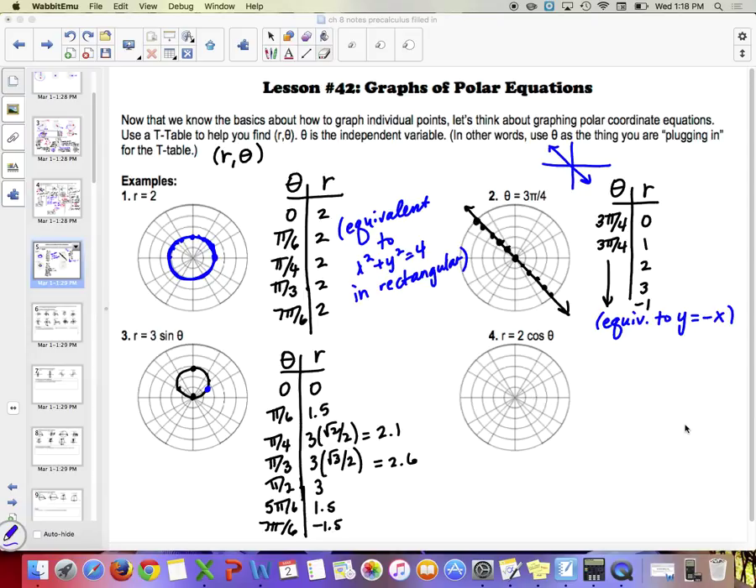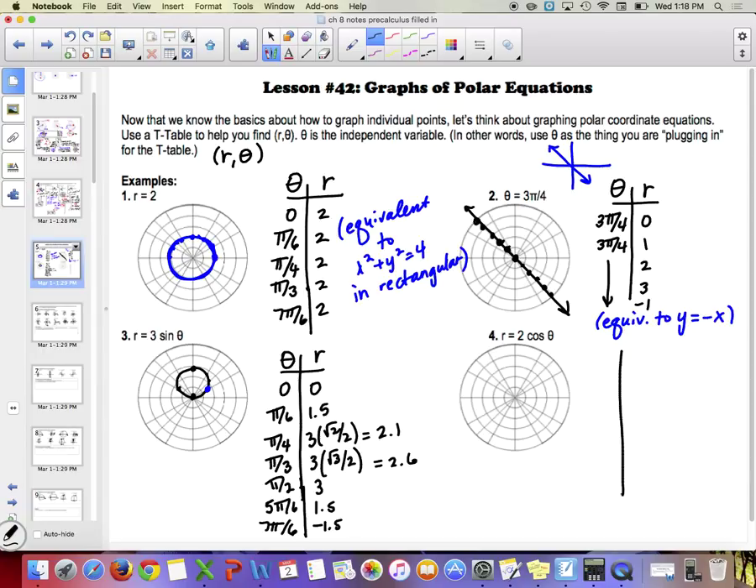All right, so next one, 2 cosine of theta. So if you have 2 cosine of theta, again, you can do the same kind of thing. So you're setting it up with your theta and your r. And you're just plotting points, right? You're plugging in 0. You're plugging in, think about what the nice things for this one will be. Pi over 3, right? Pi over 2. 2 pi over 3. Pi. So let's try those, see what we get.